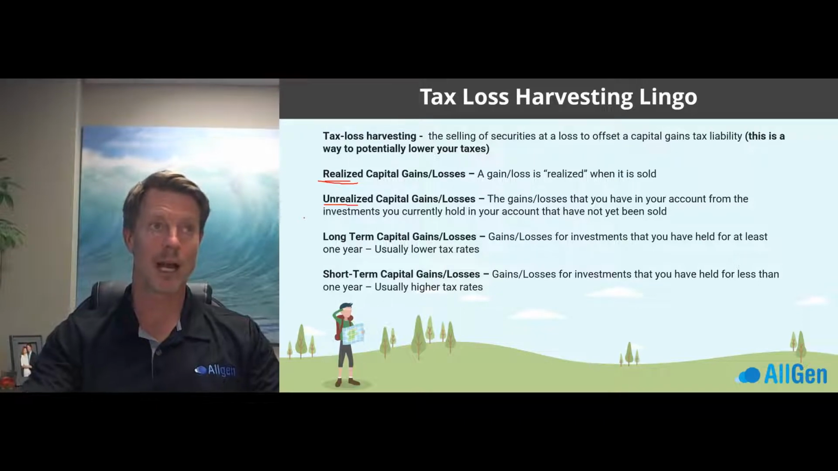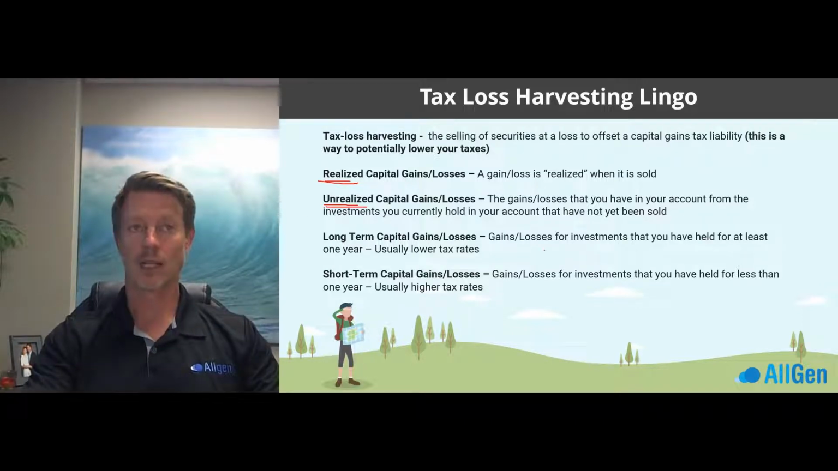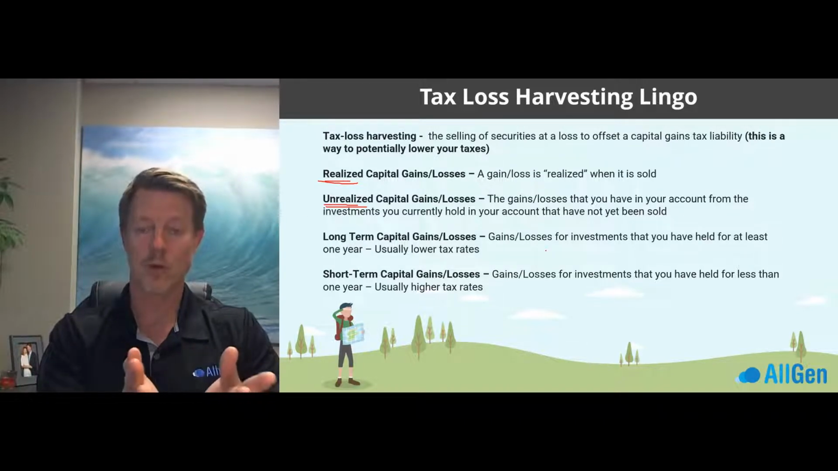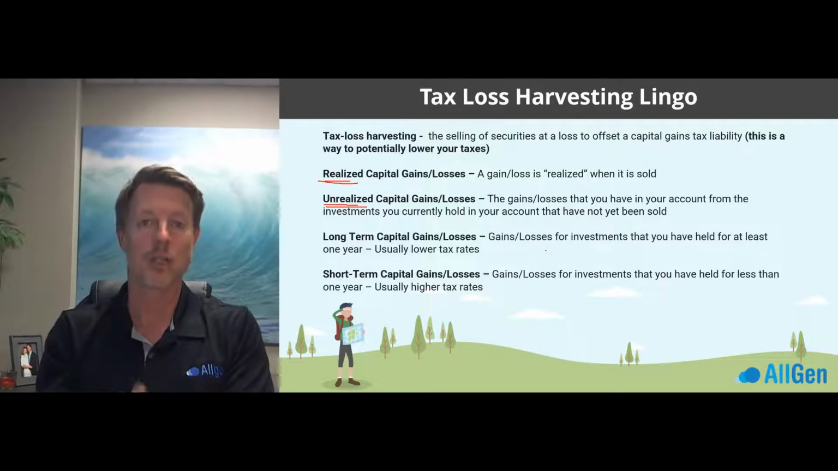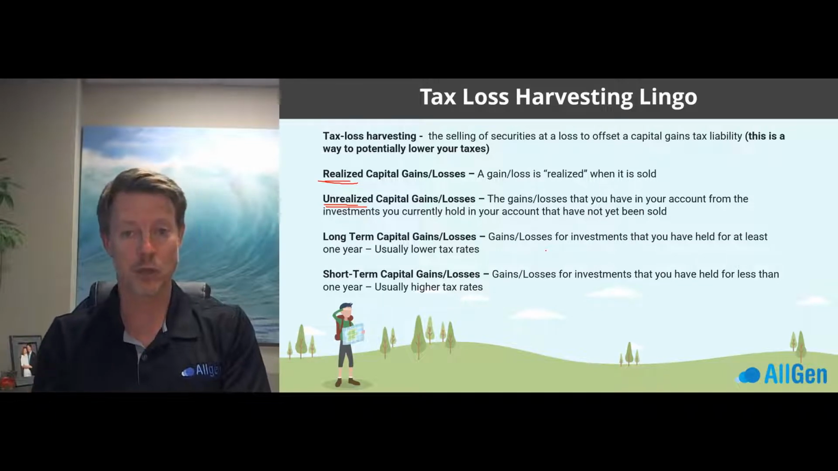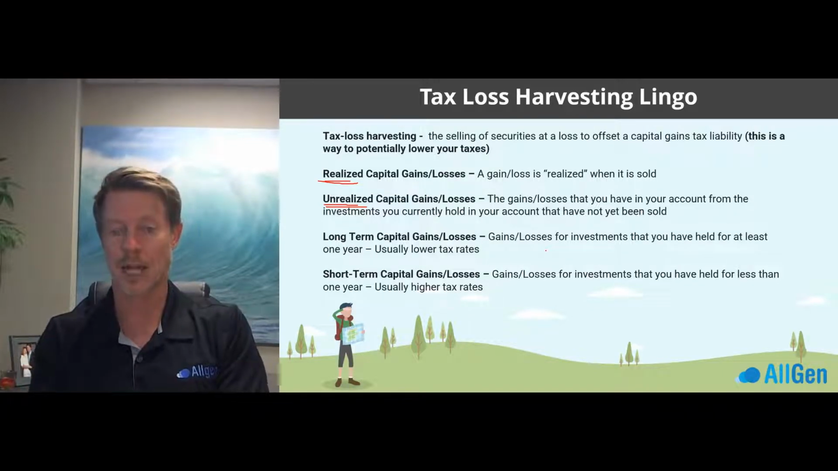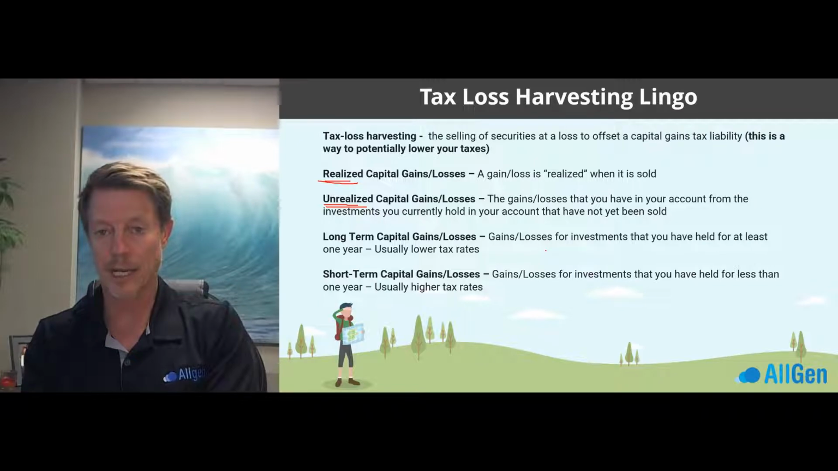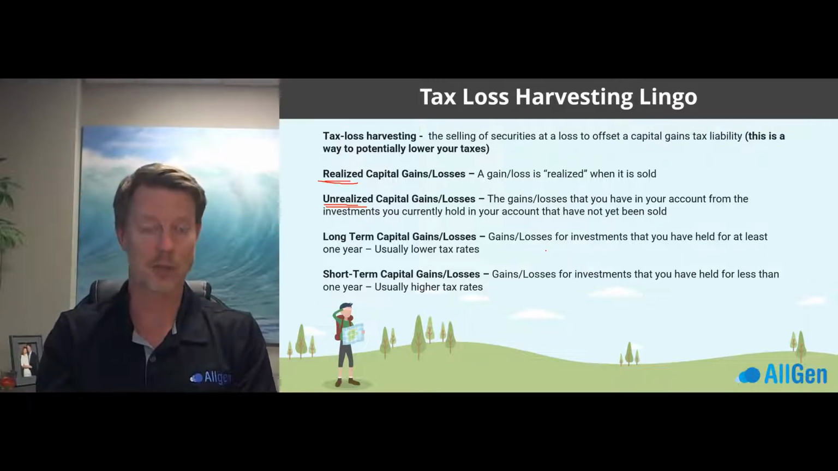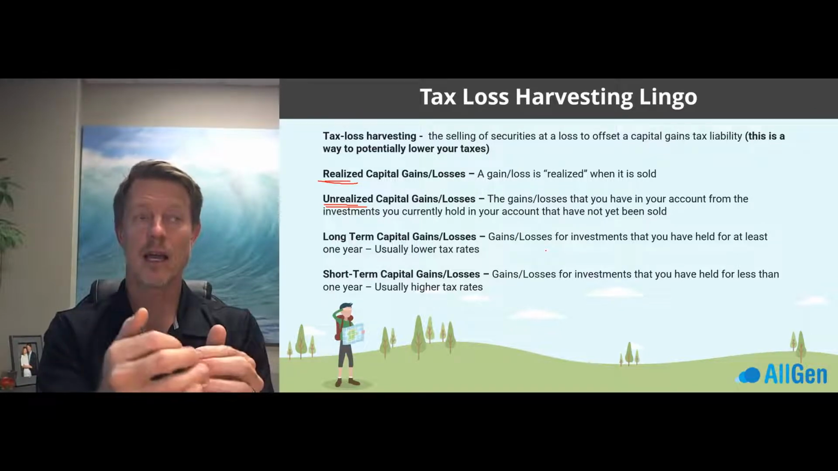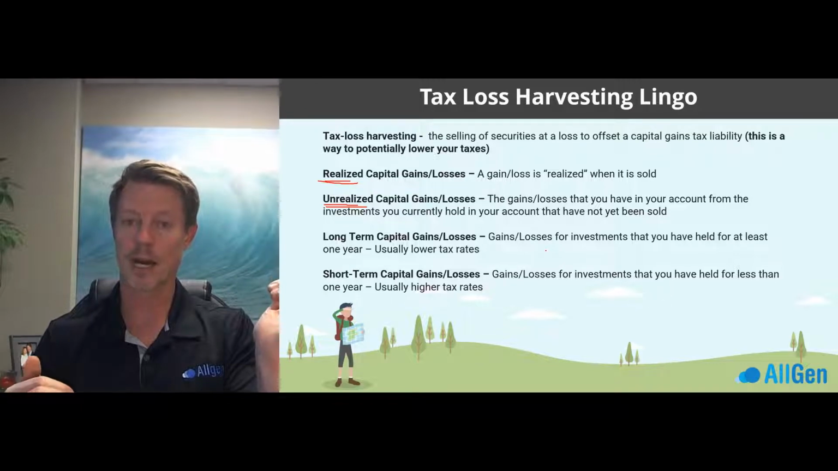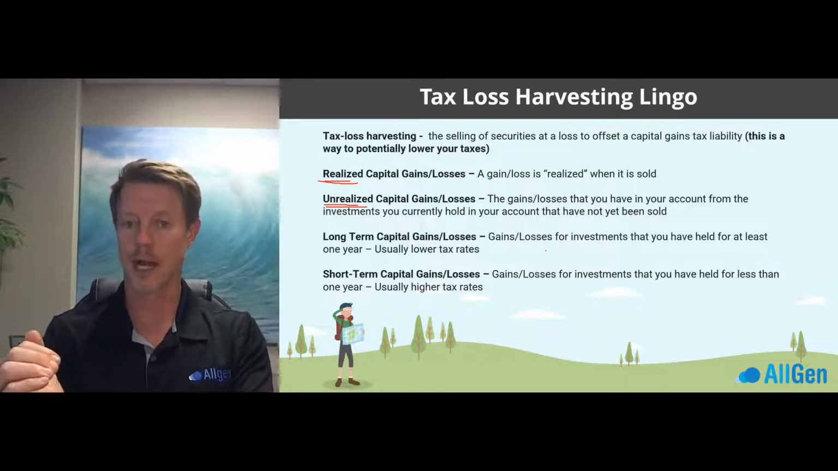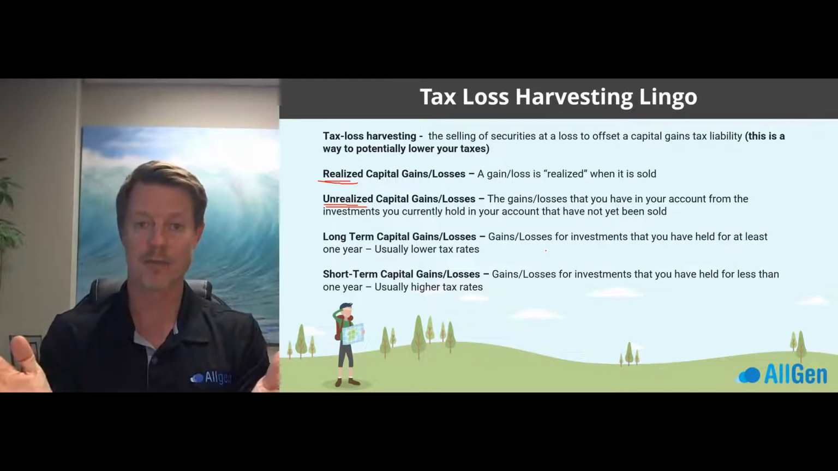Now, an unrealized gain or loss, and in this example I'll use the same one. If you bought Apple but you haven't sold it yet, you still own Apple, and now it's trading at $110, and you bought it at 100, you still own it and haven't sold it. So that is an unrealized gain. If Apple went down to 90, and you originally bought it at 100, that would be an unrealized loss. You still have it. You haven't sold it.